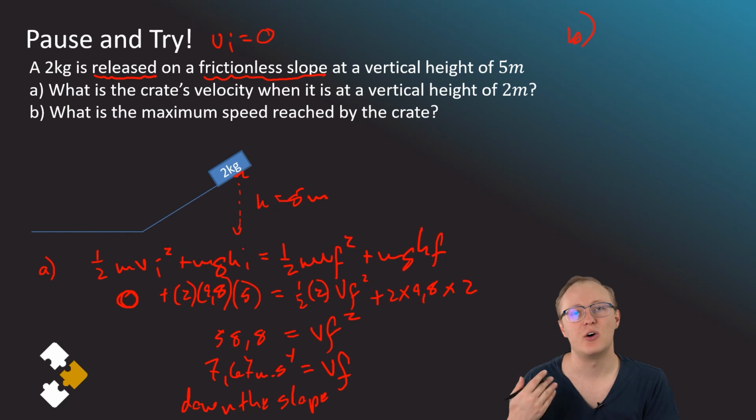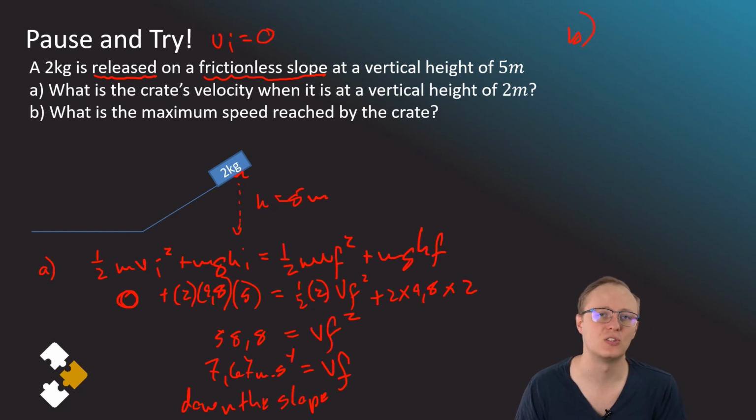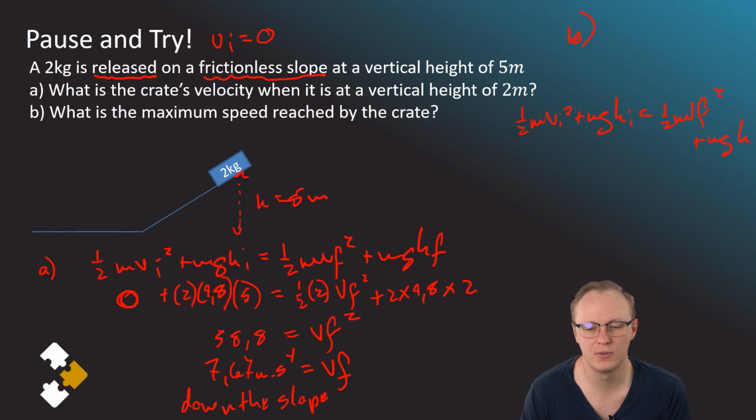Okay. So then for the next one, we've got to find the maximum speed that is reached by the crate. Now we know the maximum speed happens when the crate has reached the ground, right? So that's when the gravitational potential energy is at a minimum, is 0. So you've got still half mvi squared plus mghi equals the half mvf squared plus mghf.